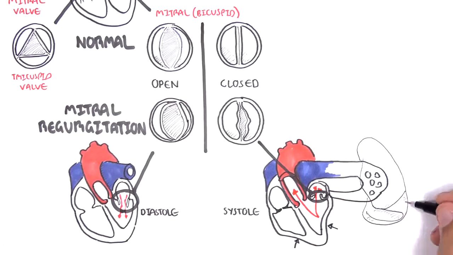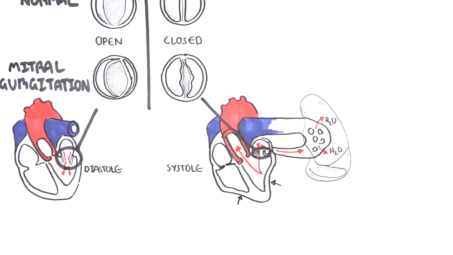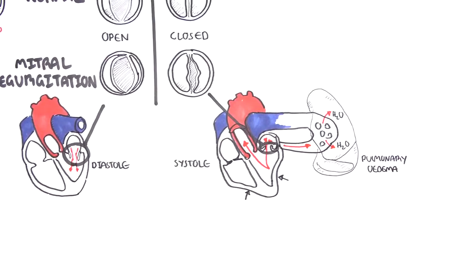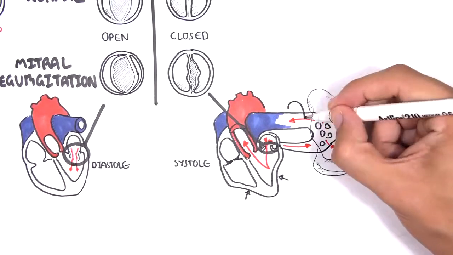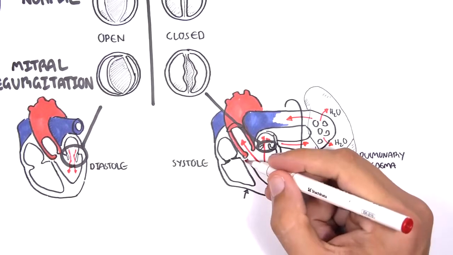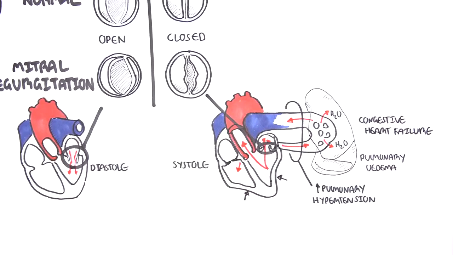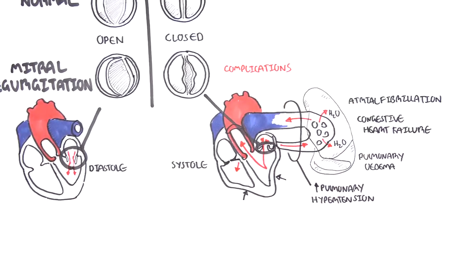In mitral regurgitation, blood can travel back towards the pulmonary system, resulting in pulmonary edema. We have increased pulmonary vascular pressure, which can lead to congestive heart failure and cor pulmonale. Another common complication with mitral regurgitation is the development of atrial fibrillation.